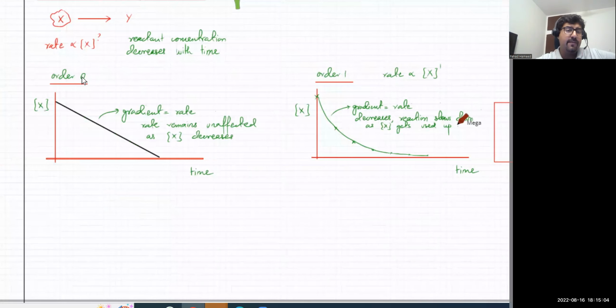I'm going to get a graph of order 0. That means no matter what happens, as the reactant gets used up, there's absolutely no effect on the speed of the reaction. The speed with which the reactant is getting used up remains constant. But over here, the speed is faster in the beginning, but then it starts to slow down. It takes a longer and longer time for the reaction to finish because the concentration continuously decreases.